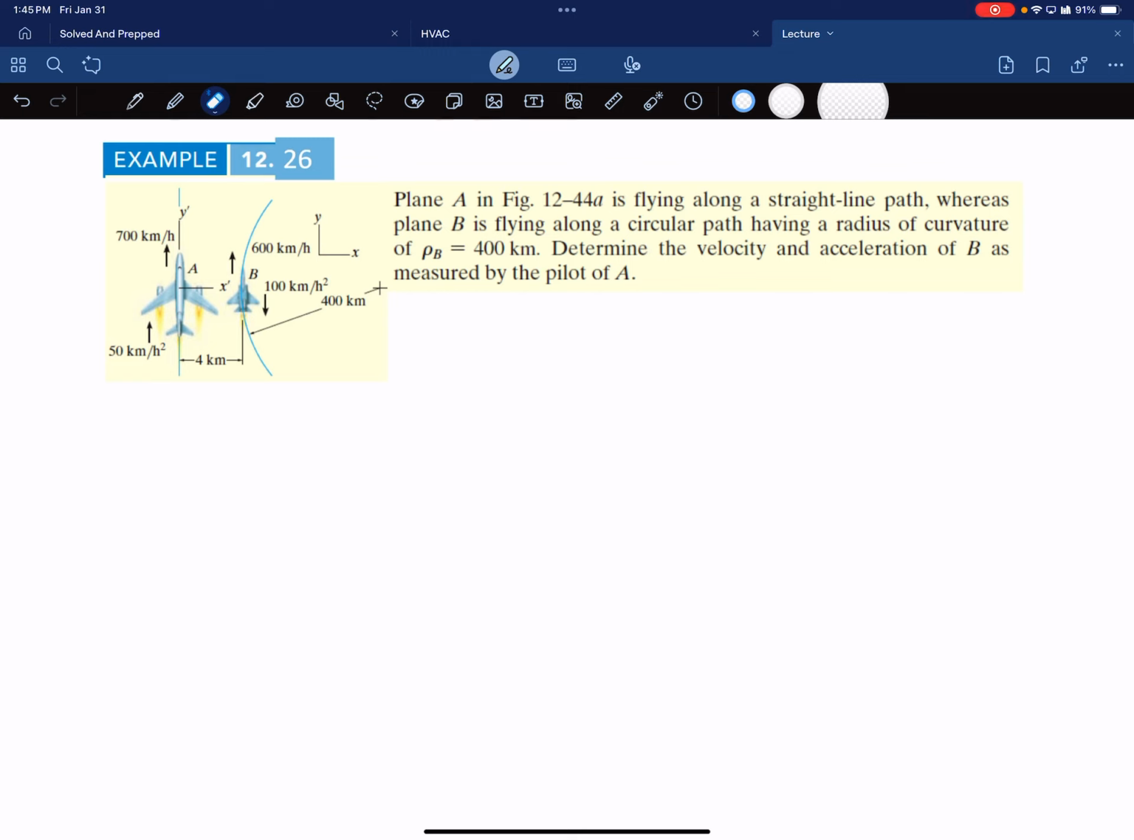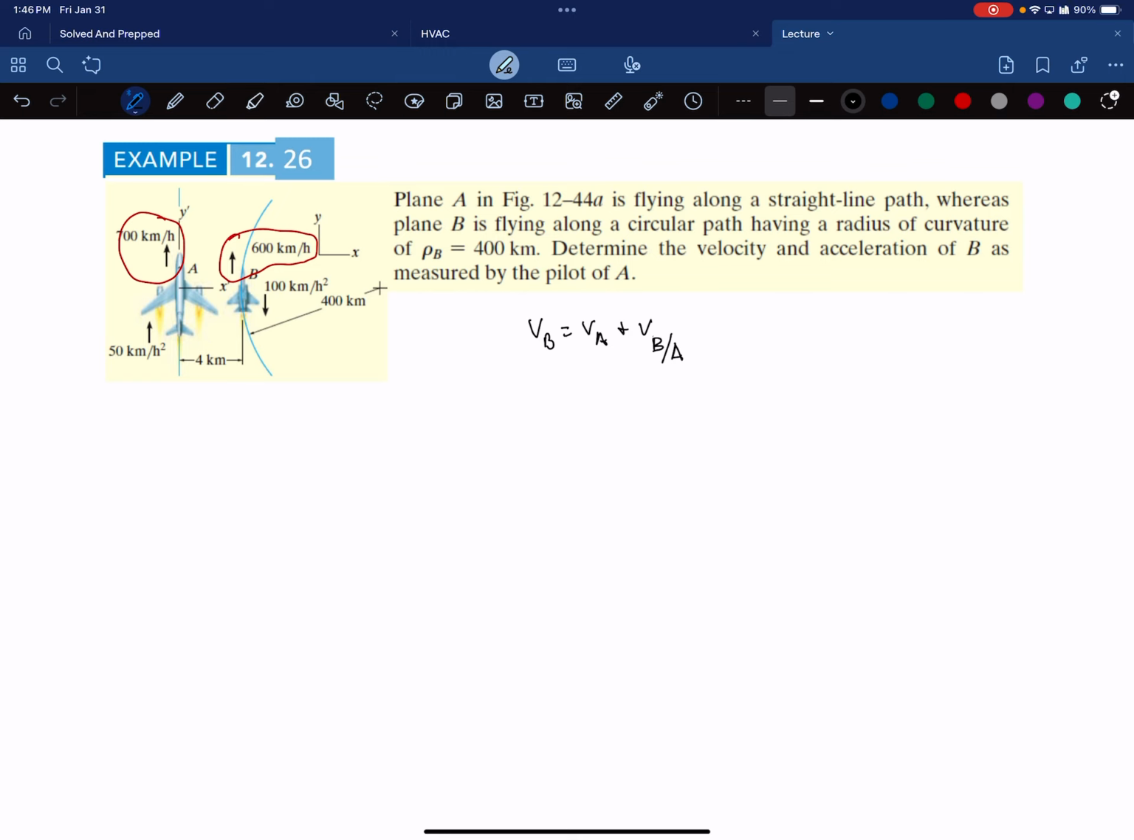So this is on your equation sheets, but for this one, we're going to use that VB is equal to VA plus VB with respect to A. So velocity is pretty straightforward. We already know the velocity of A here, and the velocity of B is here. And there's only a y component of their velocity in both directions.